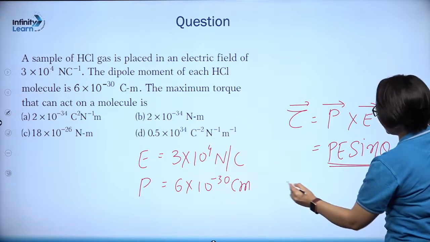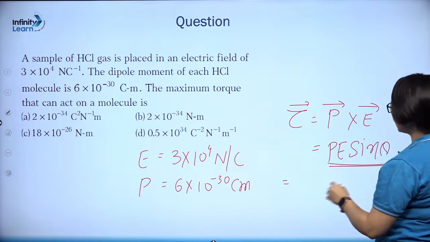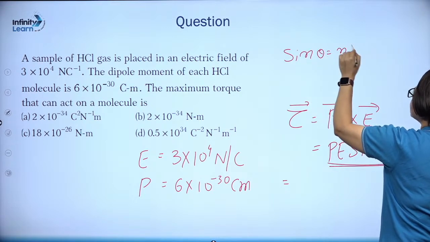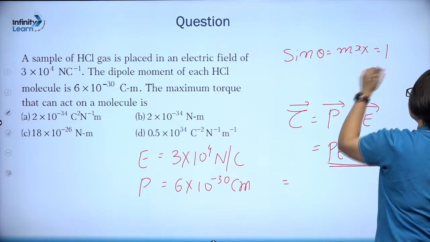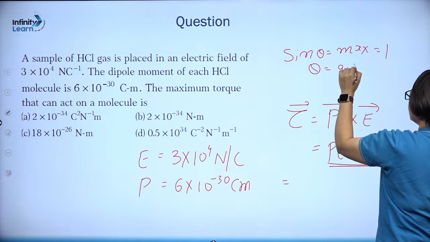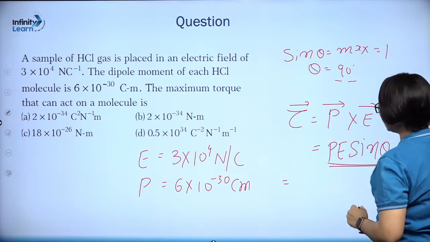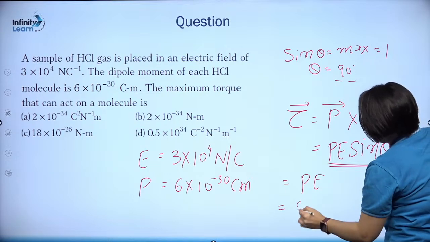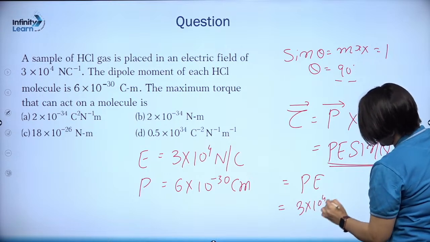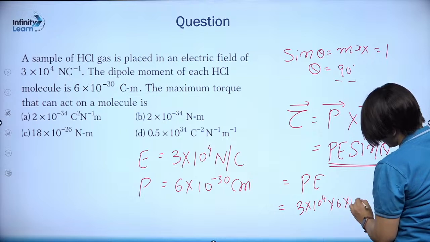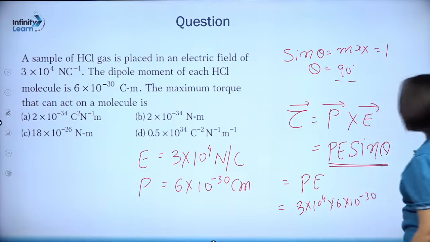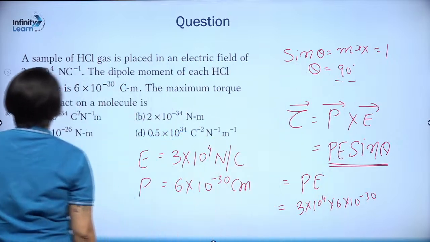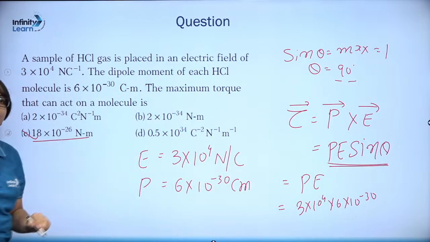PE sin theta, we want it to be maximum, so for that sin theta should be maximum, and sin theta is maximum when it is 1, when the angle between P vector and E vector is 90 degree. So maximum value of torque will be just PE. So it is 3 into 10 power 4 into 6 into 10 power minus 30, beta. So it is 18 into 10 power minus 26 Newton into meter, right?